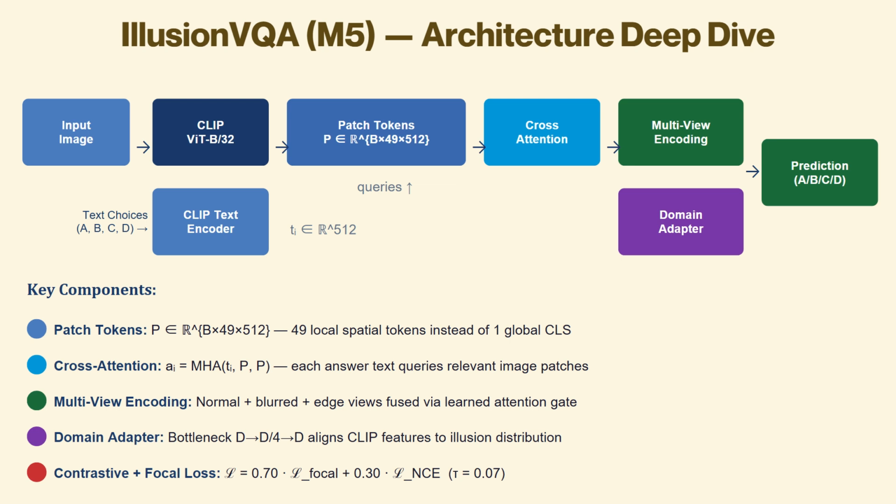For each candidate answer, the CLIP text encoder produces a 512 dimensional text embedding. The core operation is multi-head attention with query T, keys P, and values P. Each answer's text embedding acts as a query. The 49 patch tokens are both keys and values. This produces an attended representation that highlights the image patches most relevant to each answer. The final score for each answer is computed by a 2-layer MLP on the 1536 dimensional concatenation.